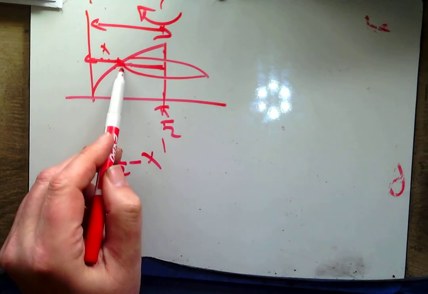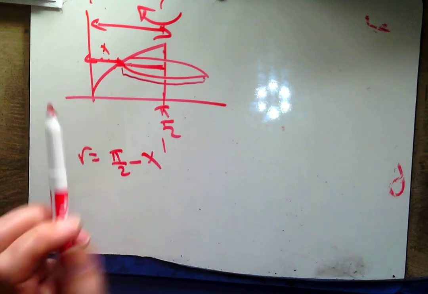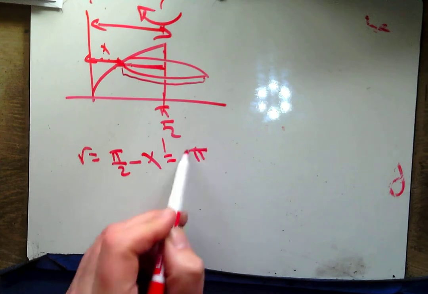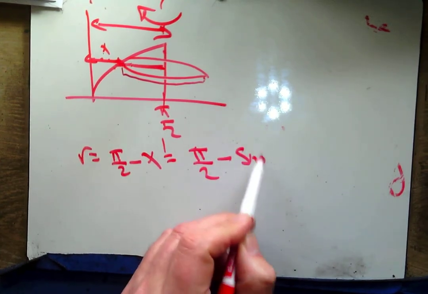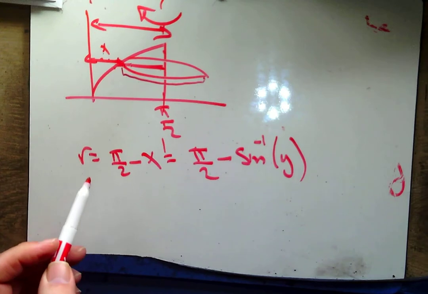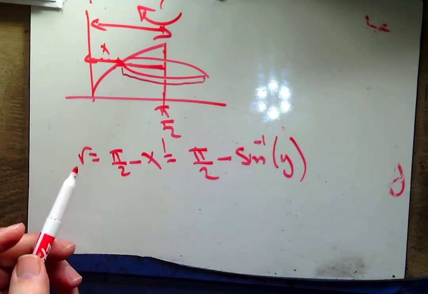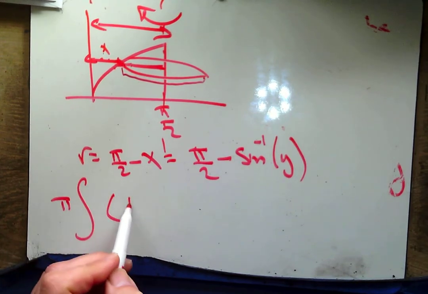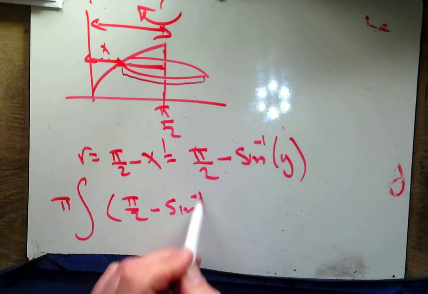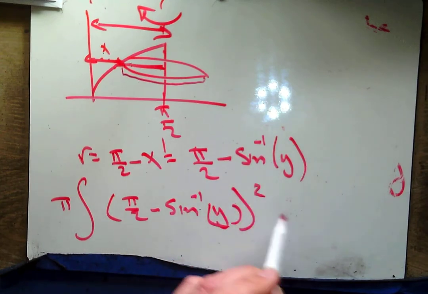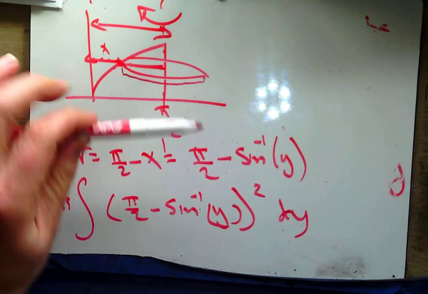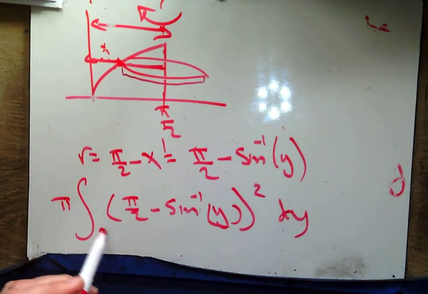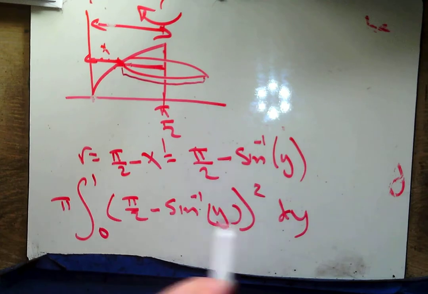Oh, but wait a second. This is a dy slice. So pi over 2 minus sine inverse of y. There's my little radius. Oh, that's fabulous. So my integral is pi times pi over 2 minus sine inverse of y squared dy. And we're integrating from here to here. So 0 to 1. No way am I doing this without a calculator. I mean, don't be crazy like that.